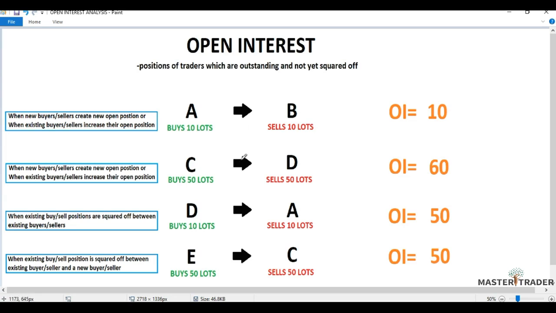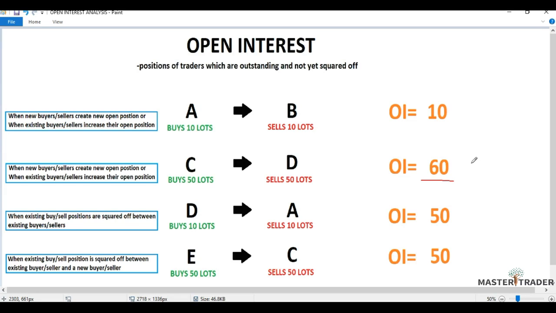Let's look at the second example. Let's say C comes in and buys 50 lots from D, who wants to sell 50 lots. Now the total open interest will be 50 plus 10, which is a total of 60, because again a new buyer has come into the market and a new seller has come into the market. That is basically saying that the interest that is open for that particular underlying stock, index or contract has gone up.